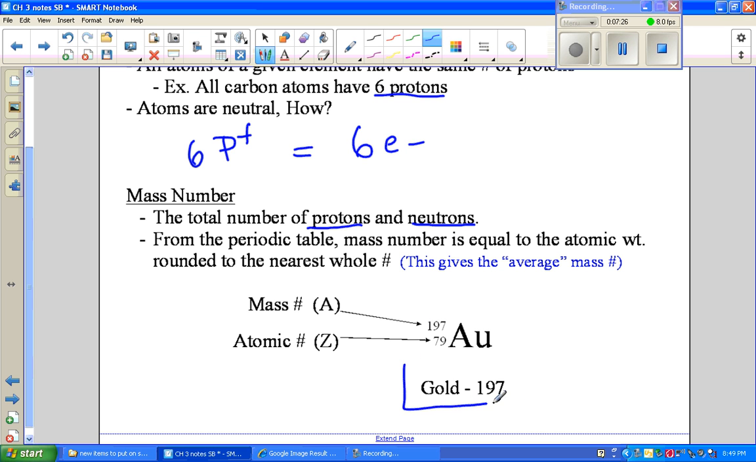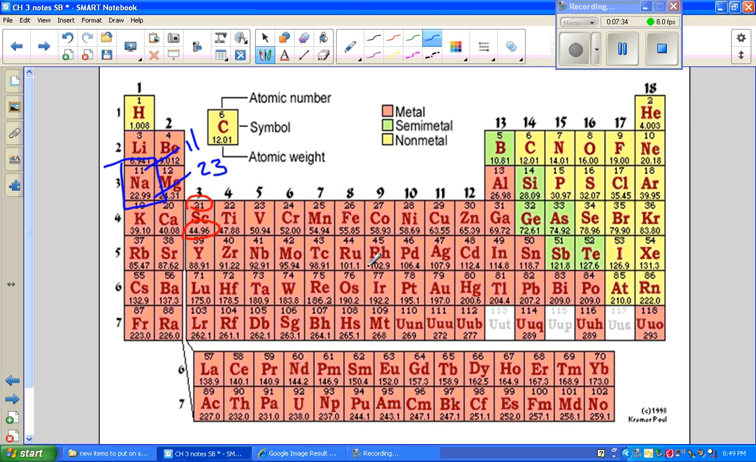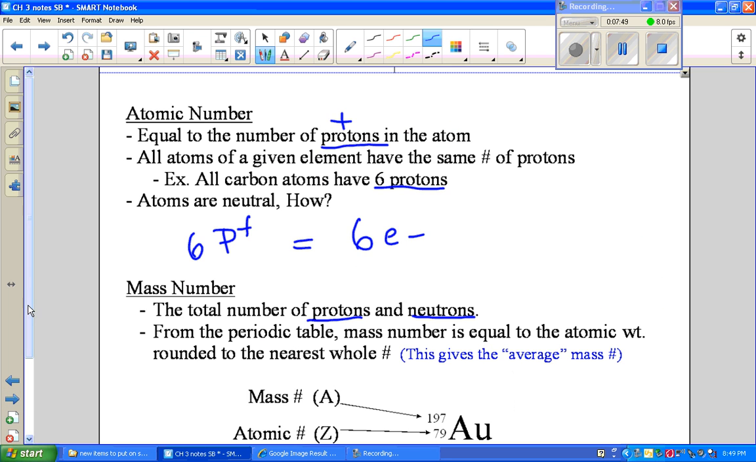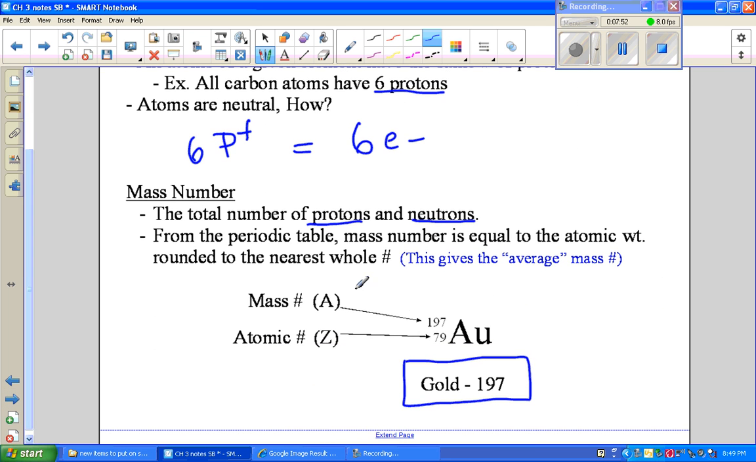So maybe a favorite element of some of you is gold. So if I take a look at that, I wrote down gold 197. So I go back a couple of slides. Here is gold. And you can see that indeed it is 197.0. So I rounded it to 197 and its atomic number is 79. So that's where those numbers come from for that isotopic notation. And again, you can see that the mass number is on top and the atomic number is on the bottom.